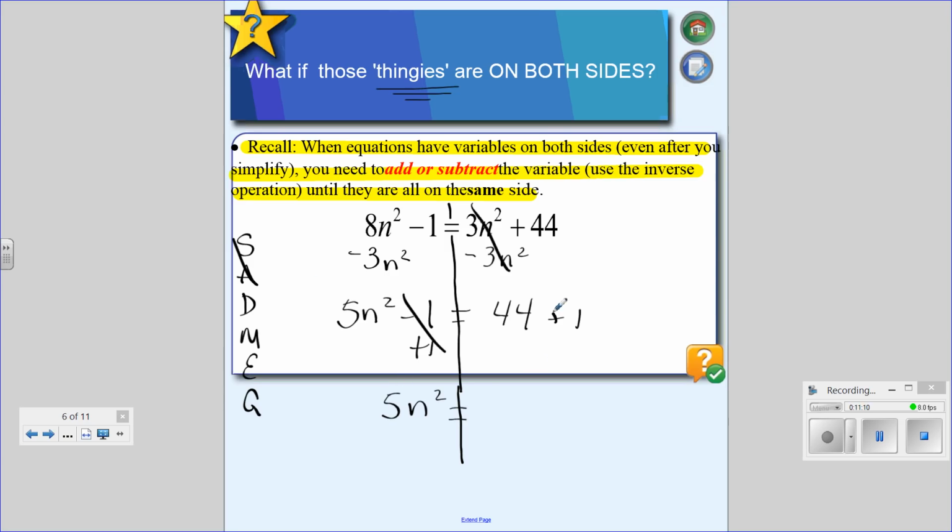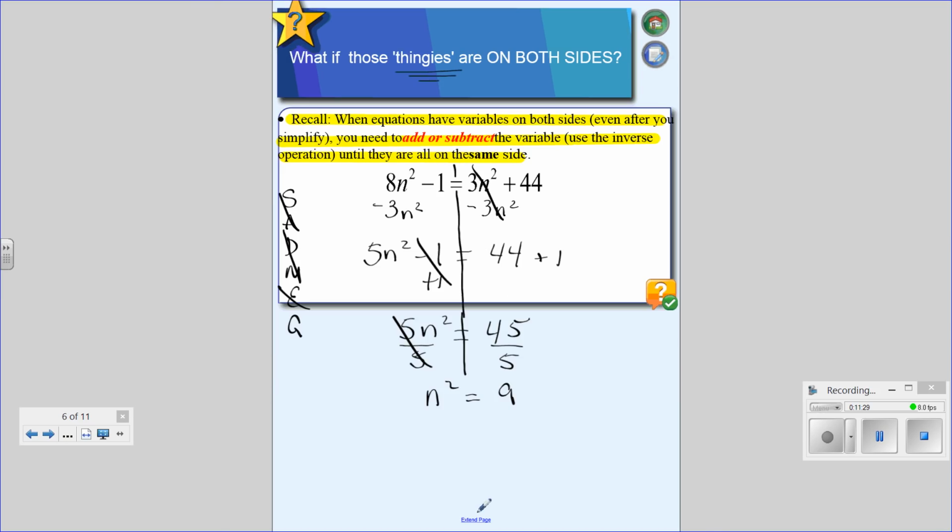5n squared is equal to 45. Then undo the multiplication with division. 45 divided by 5 is positive 9. Now I'm on to the exponent. What is the inverse of a square? I'm going to have to, hopefully you're picking up on this, square root on both sides. And n is equal to the square root of 9.